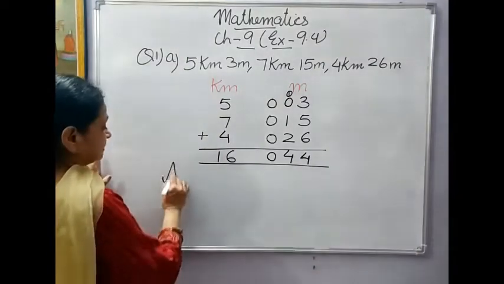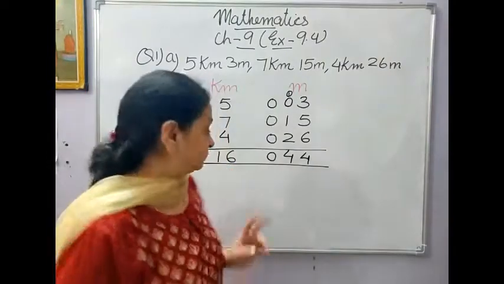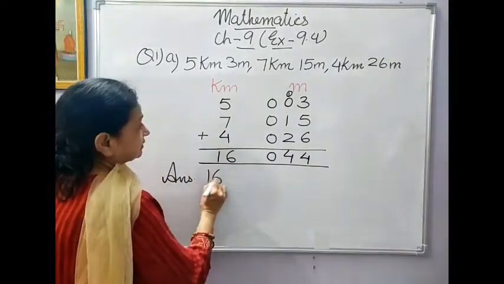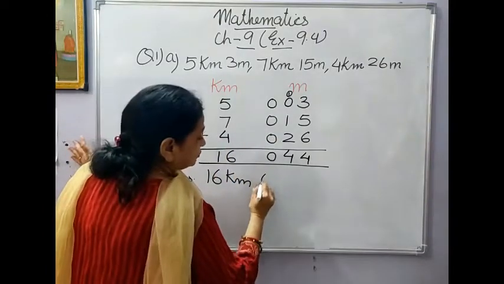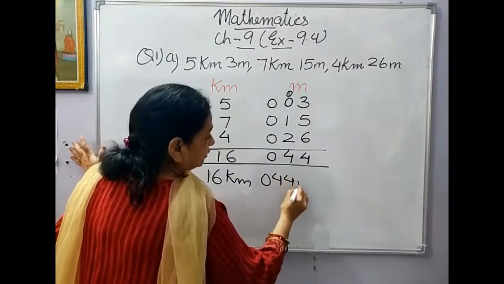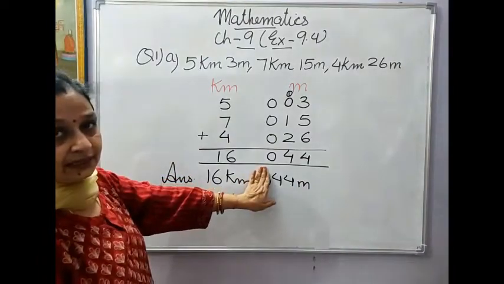So your answer is, now they have asked the answer both in units and decimals. So it will be 16 kilometers because it is under kilometer and it is 044 meters. If you are writing only 44 meters, then also it is correct.